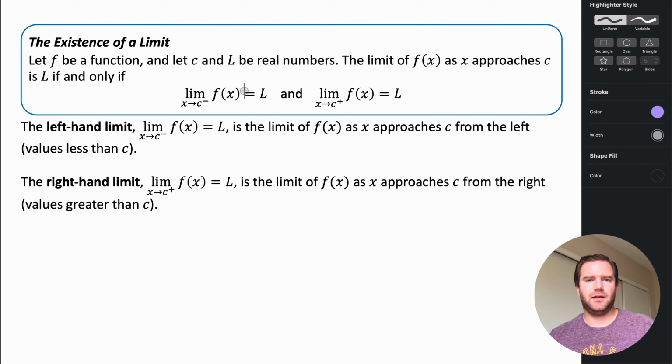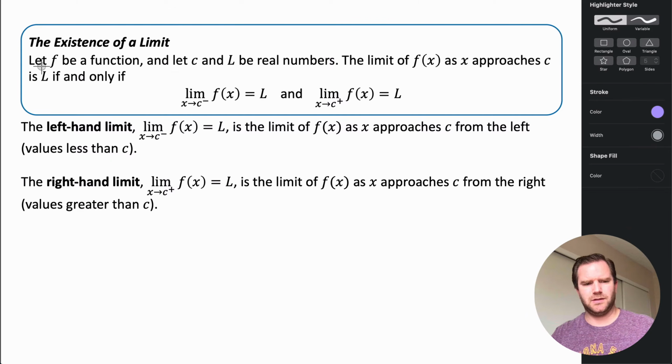In this video, we're going to be taking a look at something called one-sided limits and then the idea of continuity. So in order for a limit to exist, the left-hand limit and the right-hand limit must be the same.